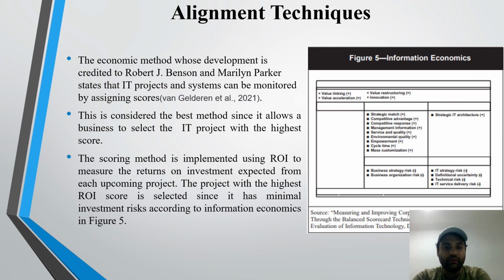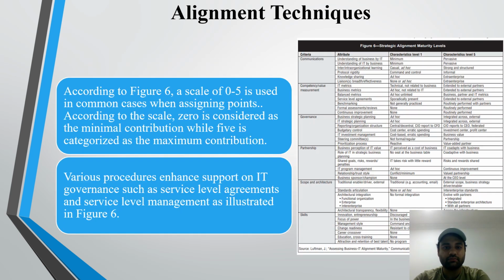The economic method, whose development was created by Parker, states that IT projects and systems can be monitored by assigning scores. This is considered the best method since it allows a business to select the IT project with the highest score. The scoring method is implemented using ROI to measure the returns on investment expected from each upcoming project. The project with the highest ROI score is selected since it has minimal investment risk according to information economics in figure 5. And another one is alignment techniques.